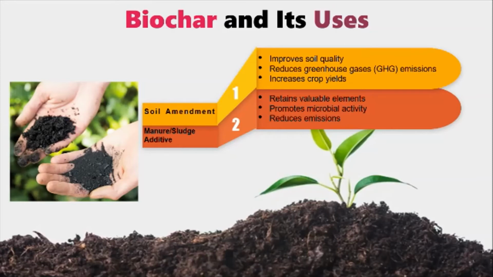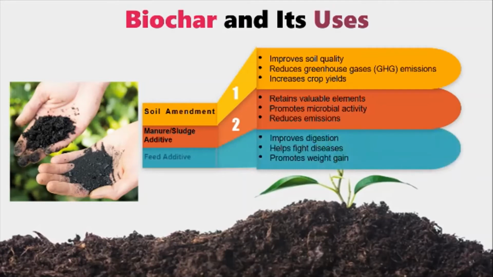Biochar amendment to the animal manure or other types of waste subject to composting has a positive effect on the composting process, and the positive effects are similar to the ones in the soil in terms of reductions of the greenhouse gas emission. Next, biochar can be used as a feed additive for farm animals, so it can help to improve digestion, help to fight diseases, and promote weight gain.